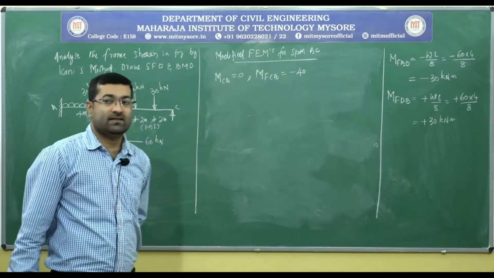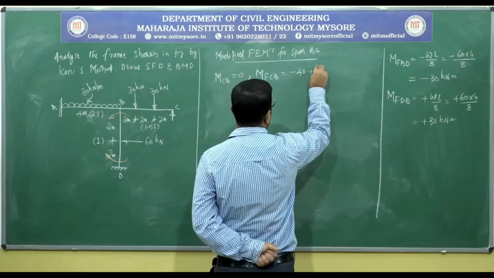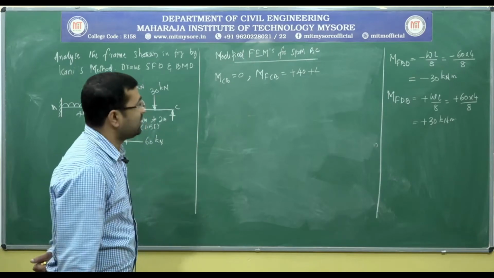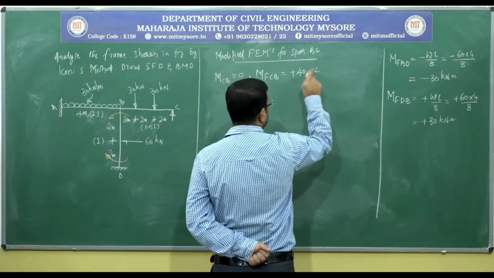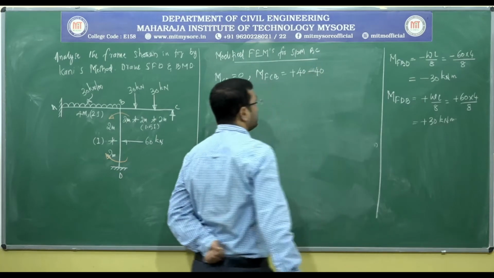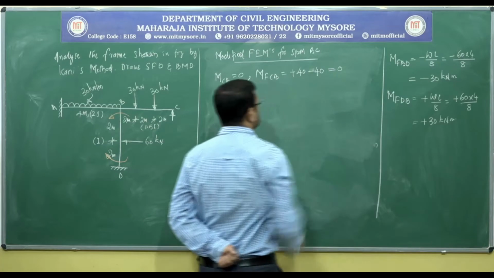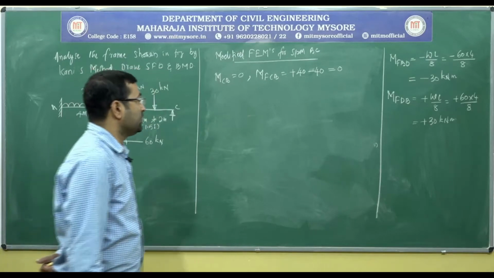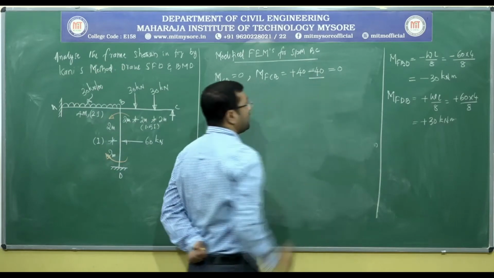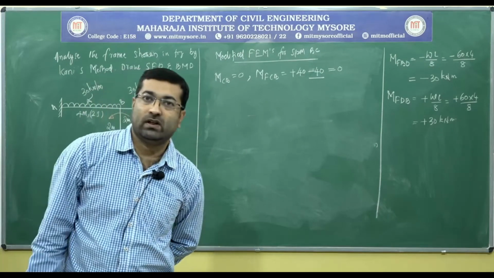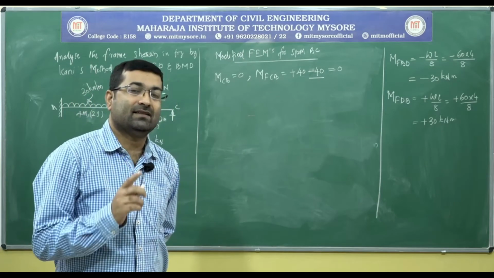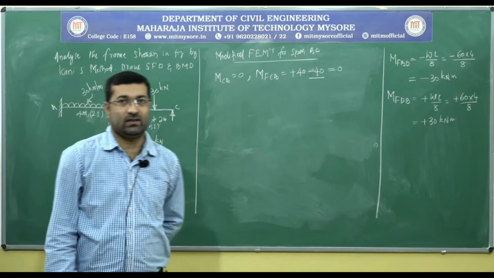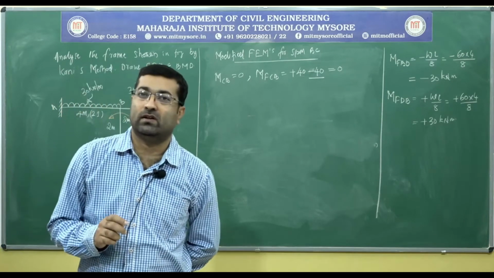But as per our calculation, we got MFCB as plus 40. To make this 0, what do I need to do? I think we got plus 40. MFCB is plus 40. So to make this 0, we need to apply minus 40 kilonewton meter as the moment, then it will become 0. So then I can say that MFCB is 0, MCB is also 0. So what we are doing here, we are applying an additional moment of minus 40 kilonewton meter to make this end moment 0.